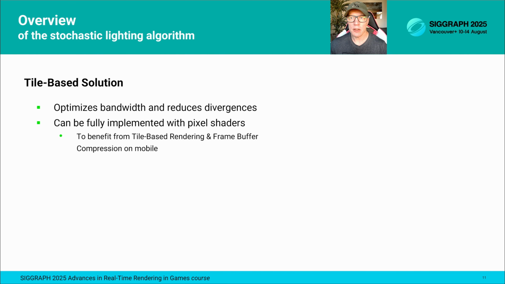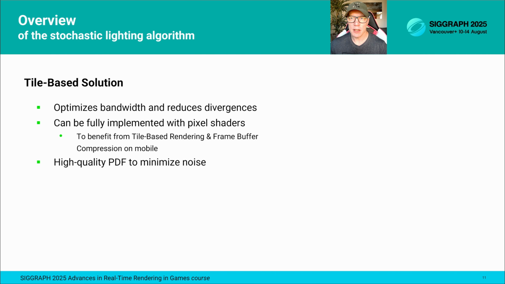We also designed the algorithm so that all the passes can be implemented efficiently with pixel shaders to benefit from tile-based rendering architecture and frame buffer compression on mobile. That said, compute shader implementations can further improve performance depending on the hardware architecture.